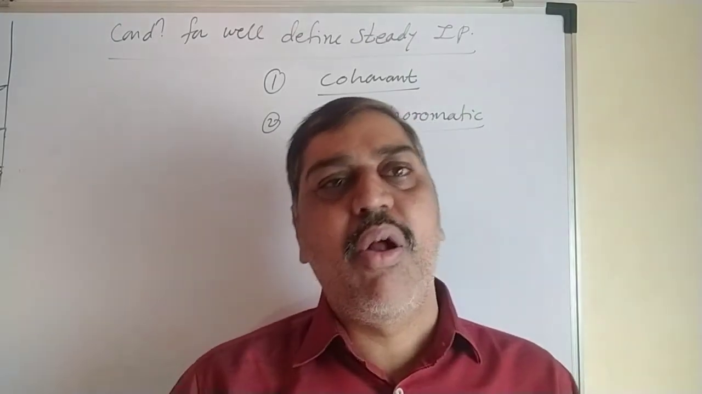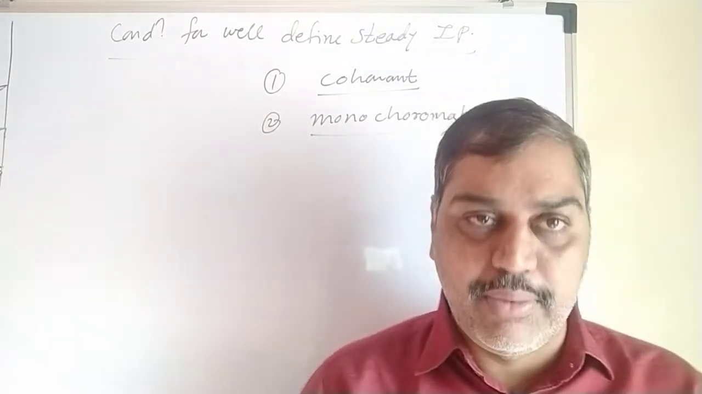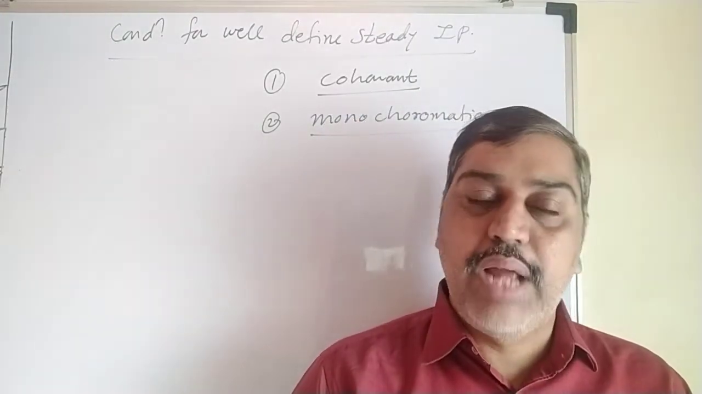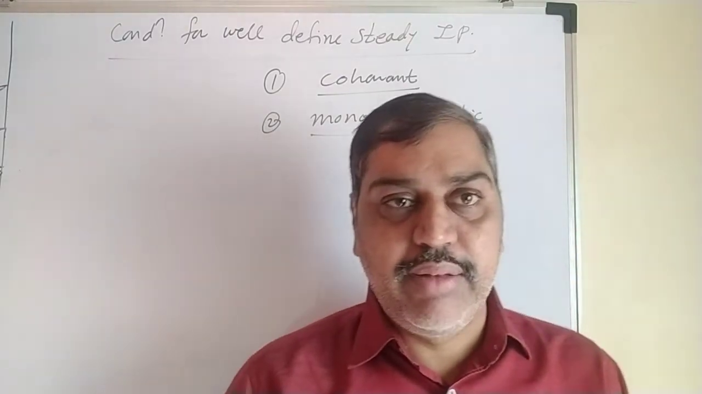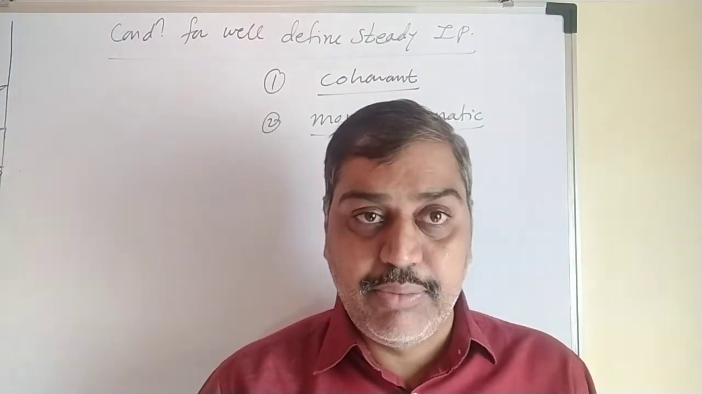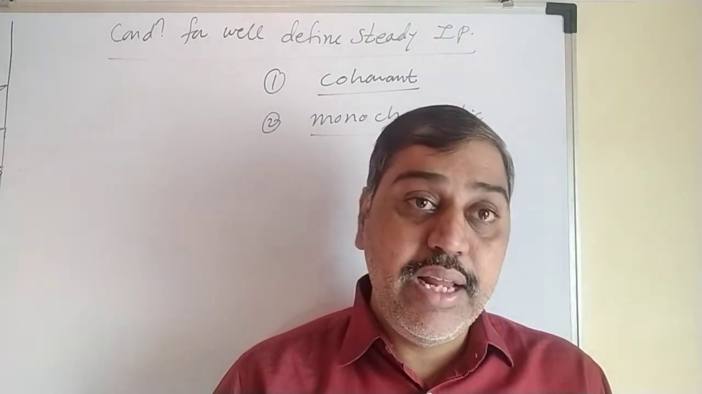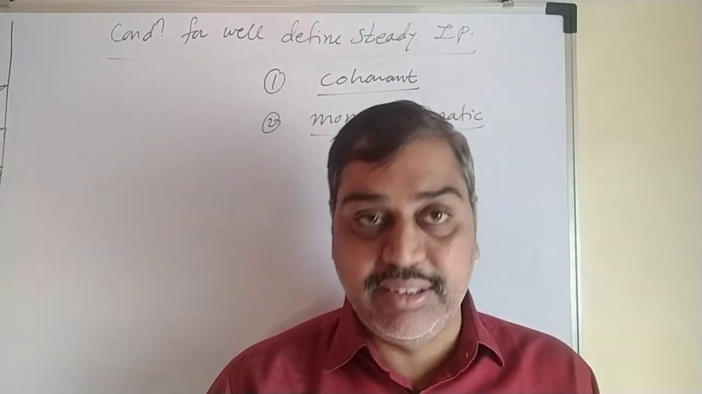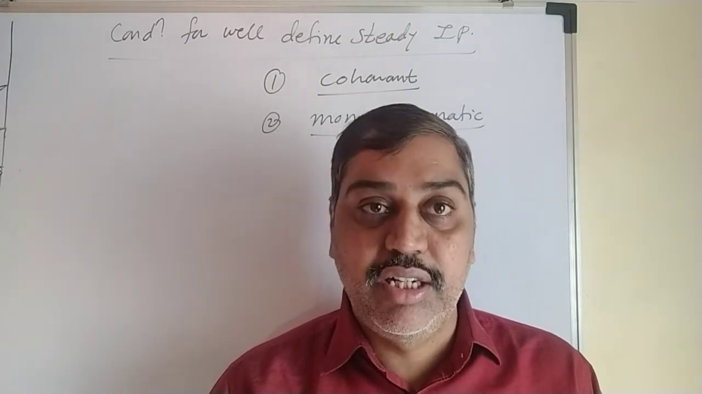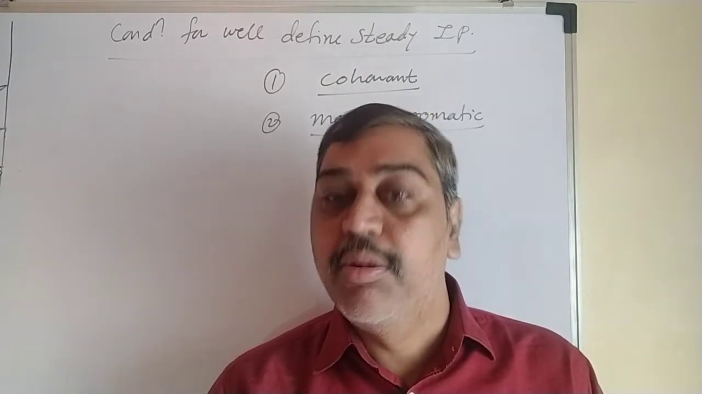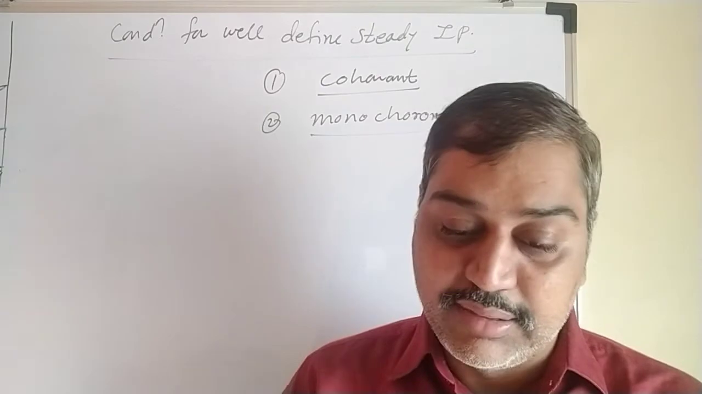If the two sources are not monochromatic, what occurs, that we have to learn. It is common sense: if we change the wavelength, that means if we change the color of the light in the visible region, its wavelength changes, and accordingly the interference effect changes. So it is very essential that the two sources must be monochromatic. This is the second condition.